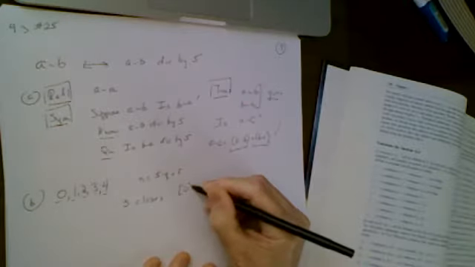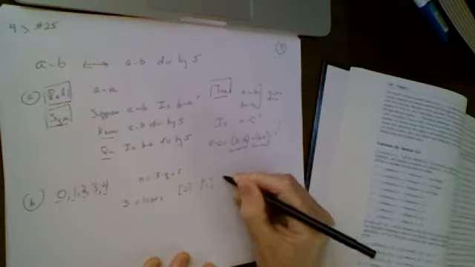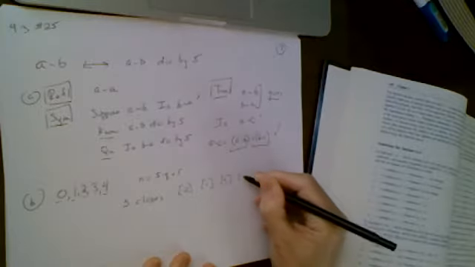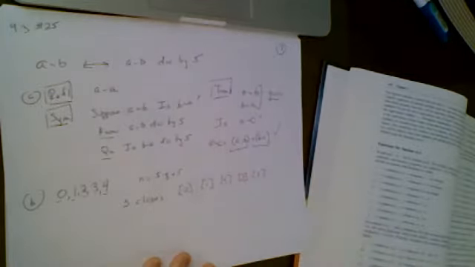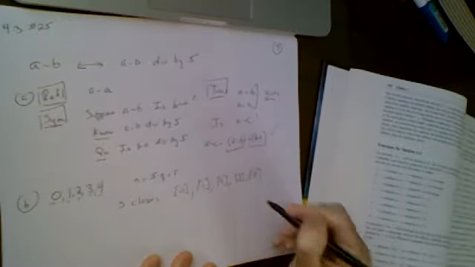And the easiest names that we can probably give them are the class containing 0, the class containing 1, the class containing 2, the class containing 3, and the class containing 4. So there are 5 equivalence classes. How many elements are in each class?